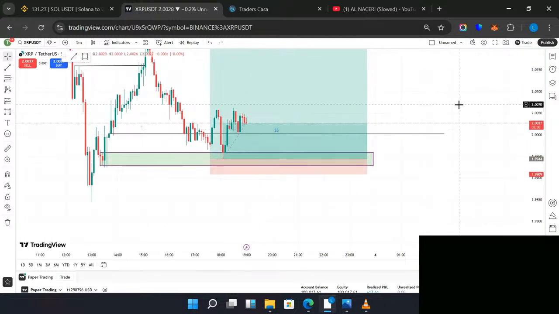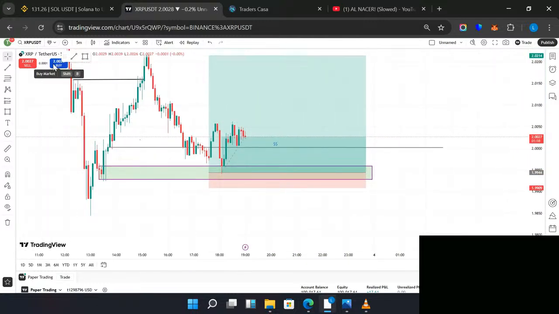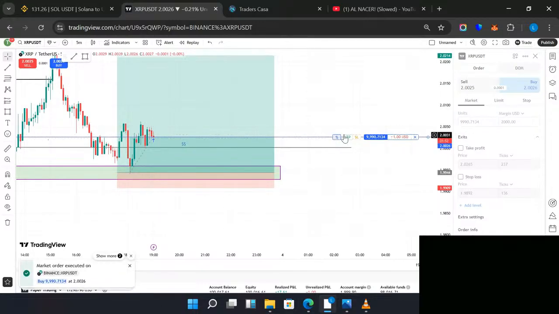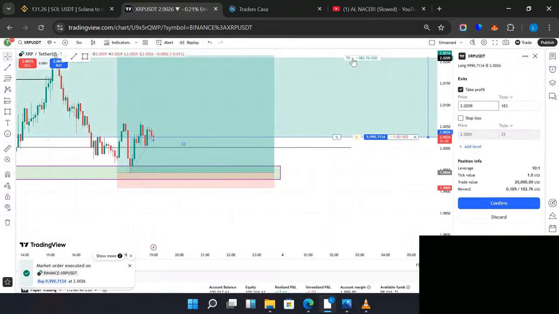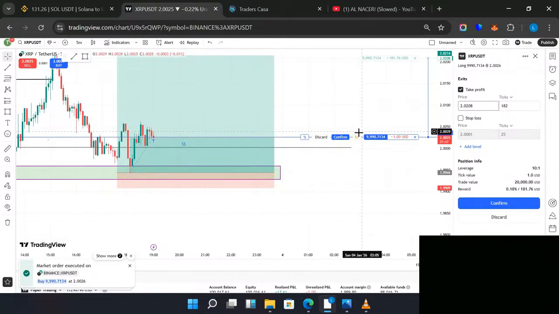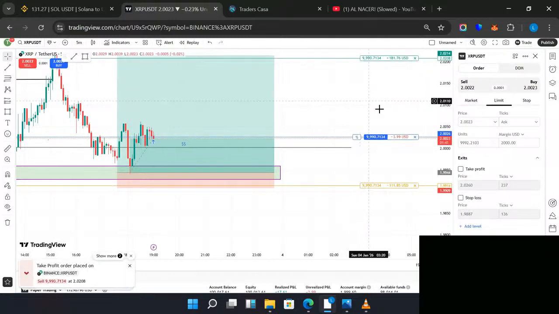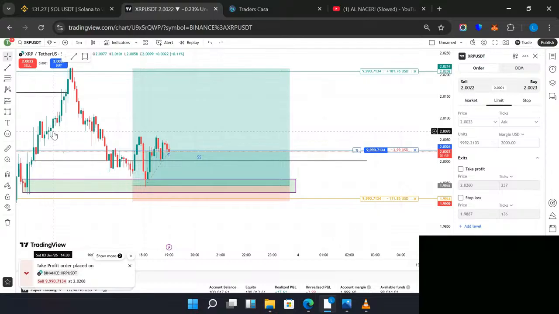Let's quickly enter the market with a buy side, and let's go with market right now, and let's, yeah, $2,000, and click on buy currently, and let's set our TP to here upside, and let's set up our SL, obviously this much. Now I need to confirm that. Now just wait, let's see what the market does.